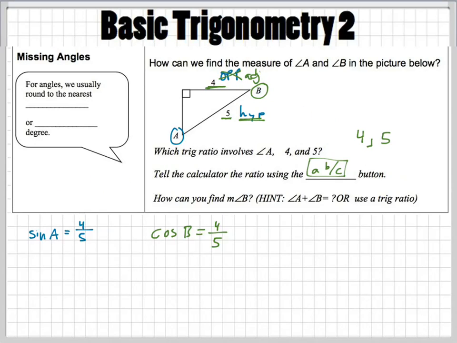Or, you can use a division button. 4 divided by 5 is the same. So the other button that you can use is divide. And some of you don't have a divide button. Well, you have a divide button, but it doesn't look like that. It looks like this, with a slash like that. That's division. Okay, so in order to solve this, you're going to say 4 over 5, plug that into your calculator, and then you're going to press the inverse of sine.